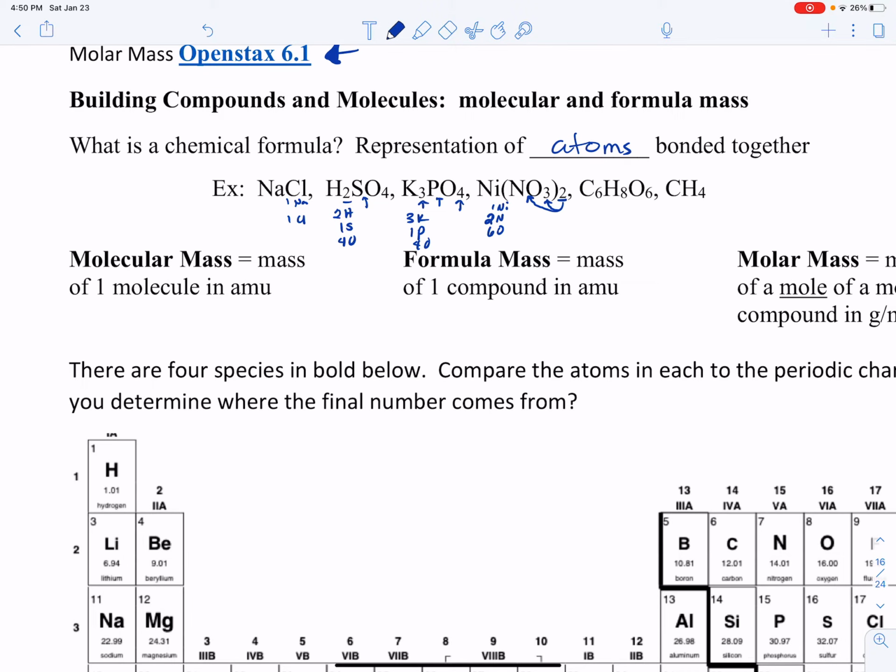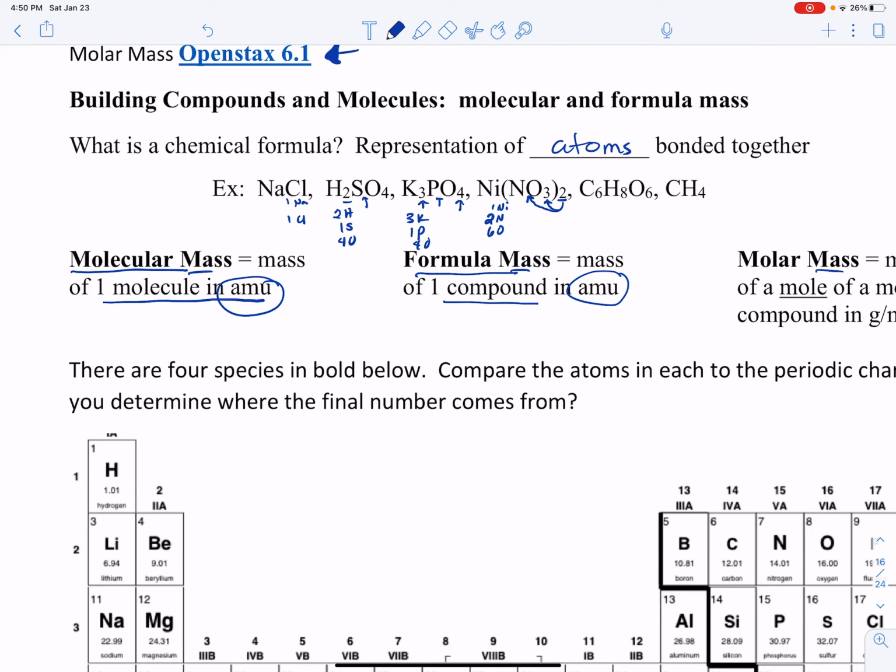So we have some words. All of them have the word mass in them, mass, mass, and mass. So molecular mass is the mass of 1 molecule in AMUs. And that's not super helpful because most of the time in chemistry we aren't dealing with just 1 molecule. The formula mass is the mass of 1 compound in AMUs. You're probably thinking, what's the difference in a molecule and a compound? It has to do with the bonding, and that is in the upcoming chapter.